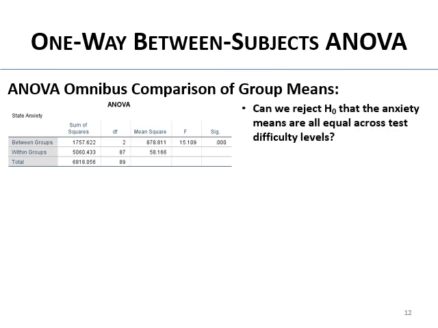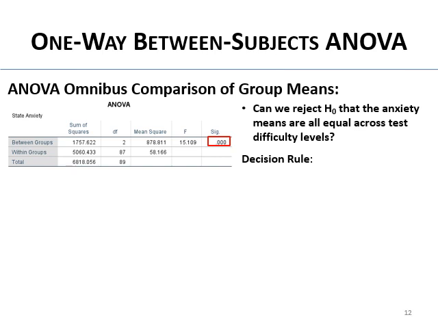So can we reject the null that the anxiety means are all equal across test difficulty levels? I guess, again, this is an omnibus hypothesis that compares all three levels to each other at the same time, and if anyone differs, that sig will be less than 0.05. If none of them differ, sig is going to be greater than 0.05. So there is the sig.